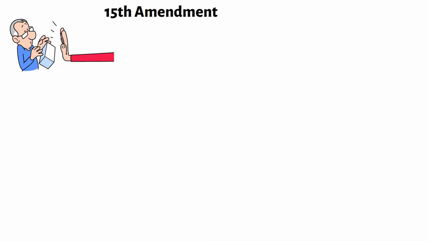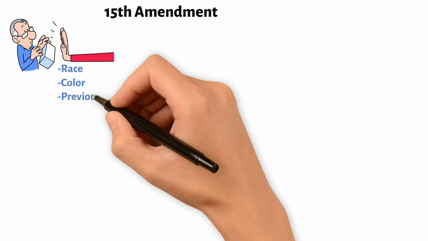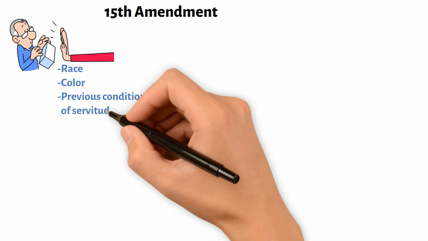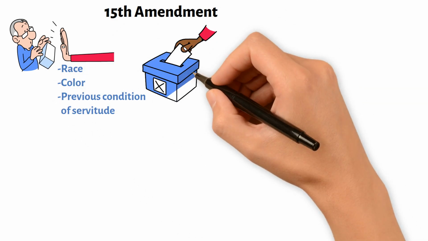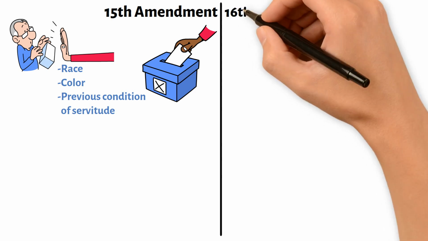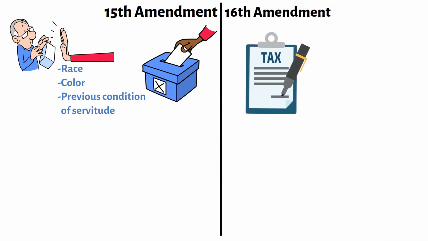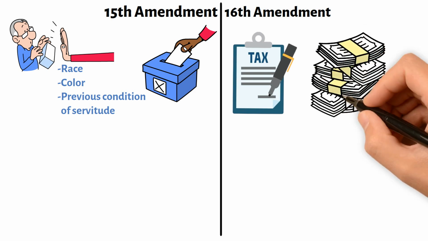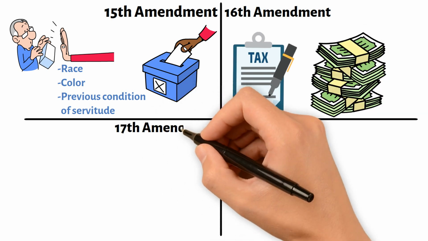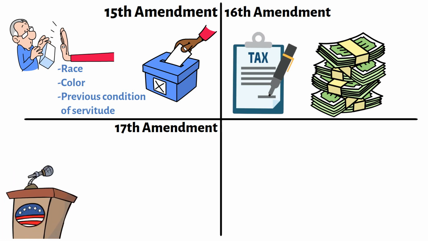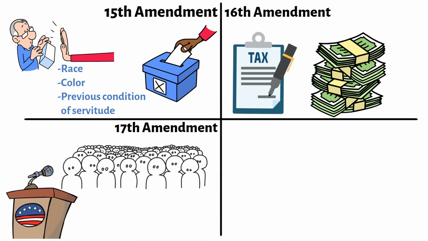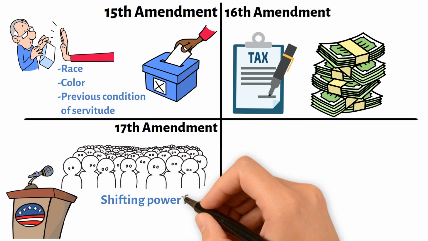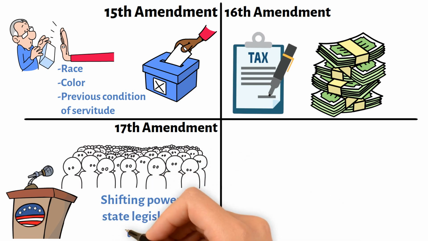15th Amendment prohibits voting discrimination based on race, color, or previous condition of servitude, securing voting rights for black men after the Civil War. 16th Amendment allows Congress to levy an income tax, providing a significant source of federal revenue. 17th Amendment establishes the direct election of U.S. senators by popular vote, shifting power from state legislatures to the people.